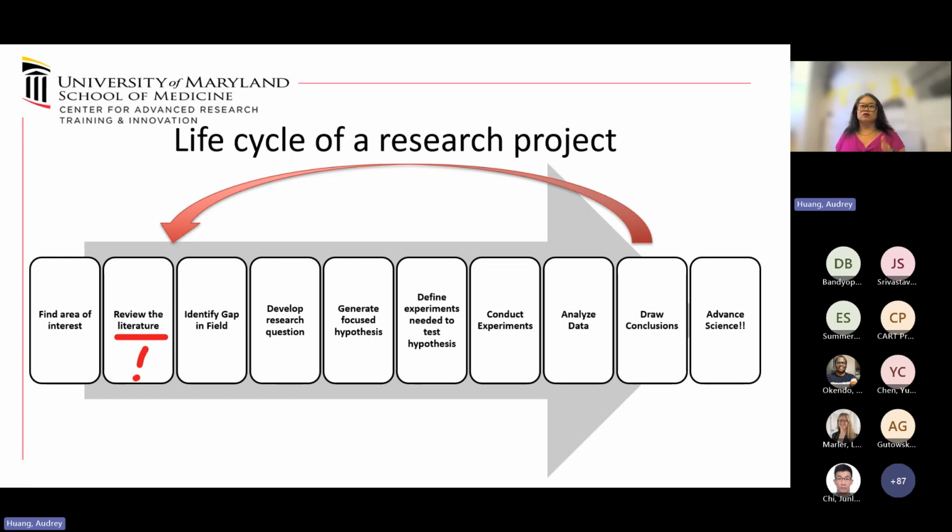Reviewing the literature is so critical. You're going to have to do it over and over again. It's a huge deficiency I see in a lot of early stage grants. And again, it's going to come back up.